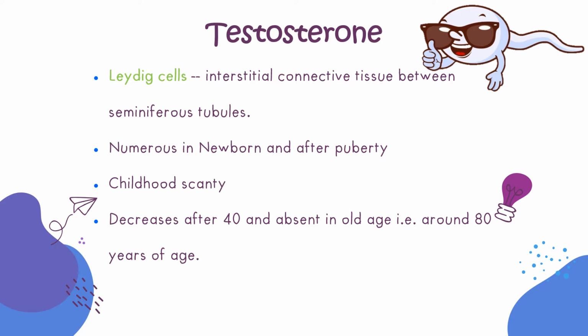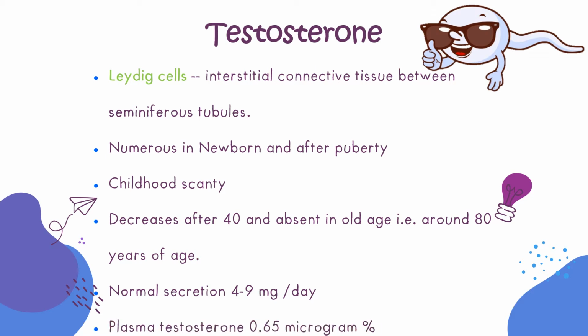The androgen secretion starts declining after 40 years and becomes almost zero by the age of 80 years, but not in every male does the testosterone level decrease after 80 years of age. The normal man secretes 4 to 9 milligrams of testosterone daily. The plasma testosterone level in adult males is 0.65 microgram percent.